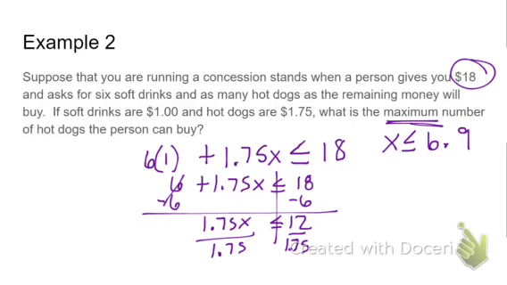Now I want you guys to think about that. Can we sell 6.9 hot dogs? No, we can't. If we sell 7 hot dogs, the person won't have enough. So we actually have to go down. The max amount we can sell is 6 hot dogs. Okay?